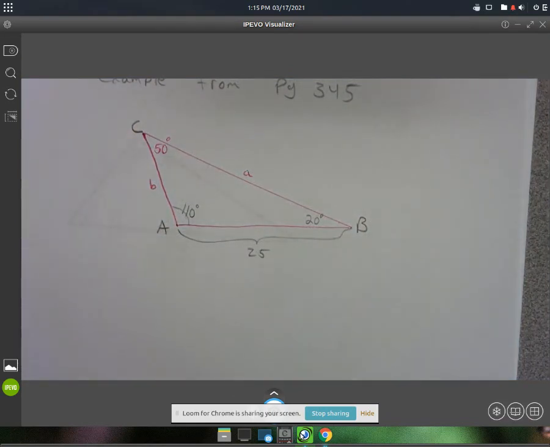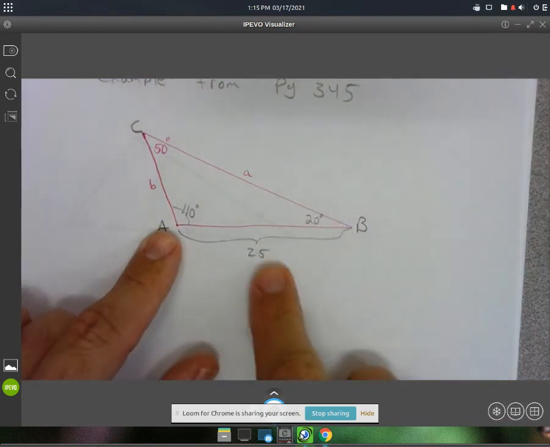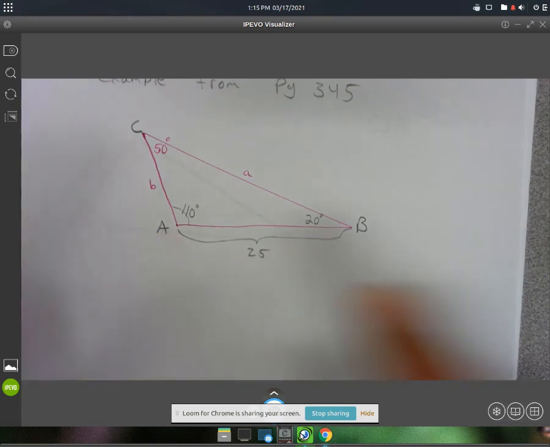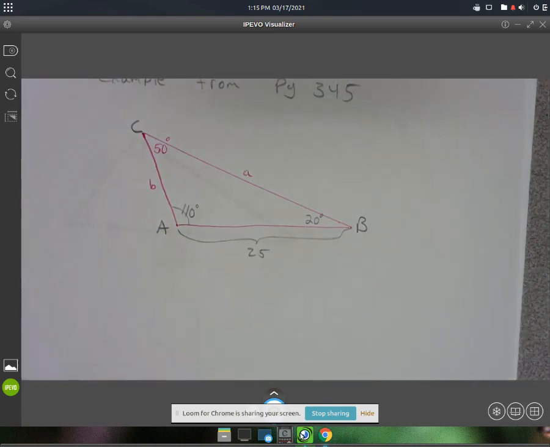All right, now that I have 2 angles and a side, now I can solve this thing. That's the sweet spot. It really is the sweet spot. 2 angles and a side.